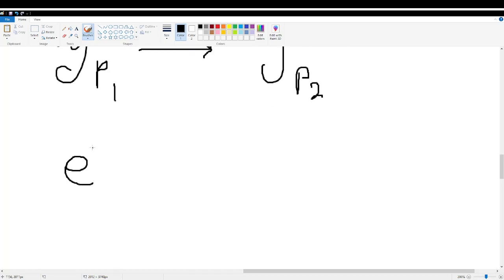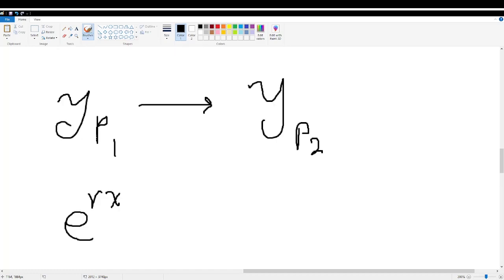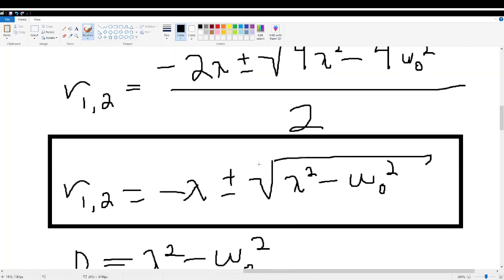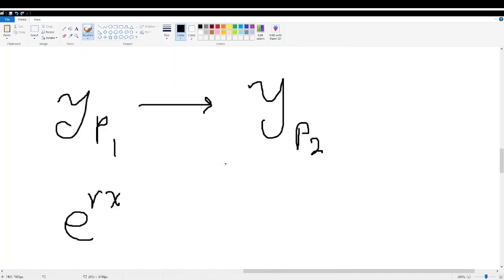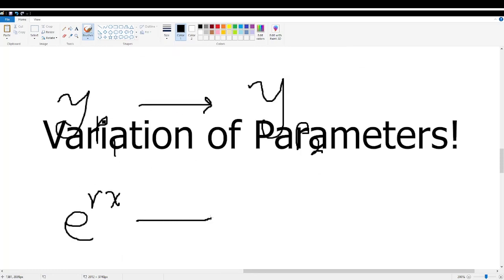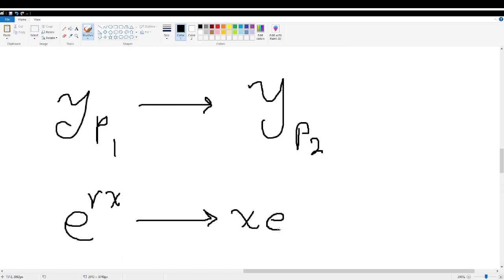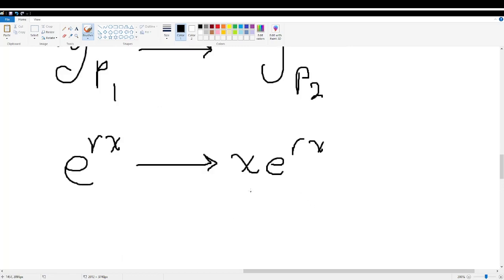Now, you may or may not have been required to do this or have been shown in class, but it turns out that if you have a solution of e to the rx as your particular solution, for example, if we find one repeated root, or the first root of the repeated root, then via the method of reduction of parameters, we show that x e to the rx is also a solution.